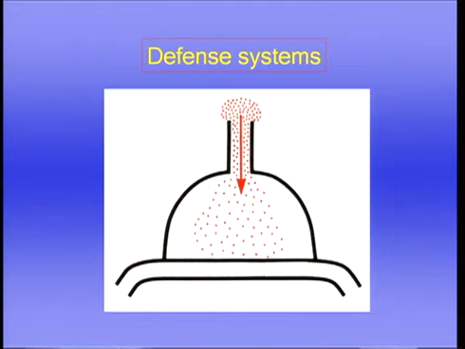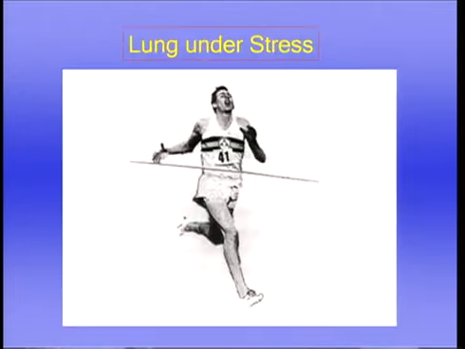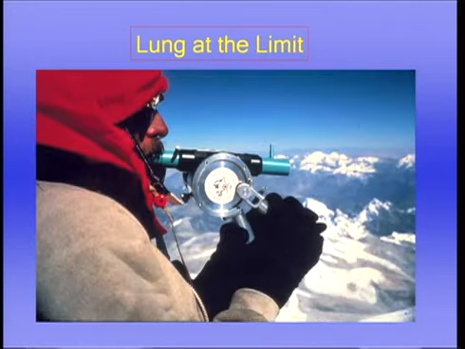Next, we'll look at defense systems, because the lung is always exposed to pollutants which are inspired, and we need to look at the way in which the lung keeps itself clean. And then we're going to look at the lung under stress, several stresses, one of which is exercise. And this is Dr. Roger Bannister breaking the first 4-minute mile barrier. And finally, we're going to look at the lung at the limit. And here we have Dr. Chris Pizzo taking alveolar gas samples on the summit of Mount Everest. So now let's turn to ventilation.